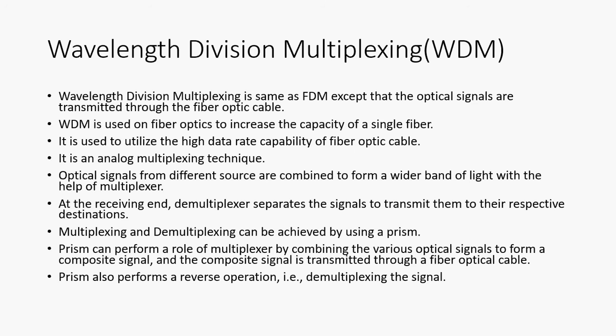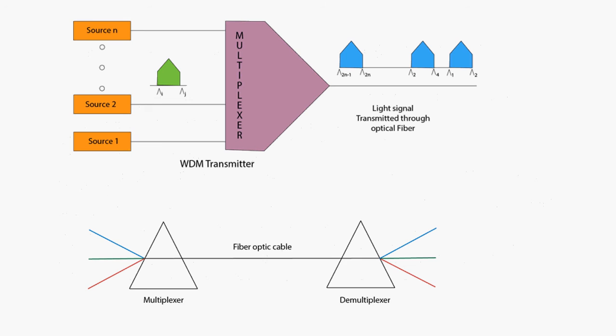Multiplexing and demultiplexing can be achieved by using a prism. The prism can perform a role of multiplexer by combining various optical signals to form a composite signal, and the composite signal is transmitted through a fiber optic cable. The prism also performs a reverse operation. This diagram shows the working of wavelength division multiplexing and the working of prism.